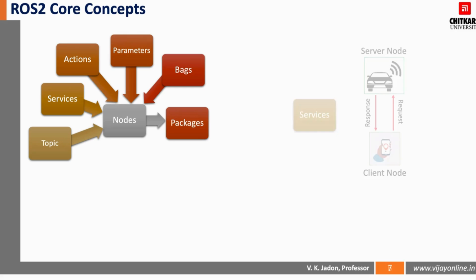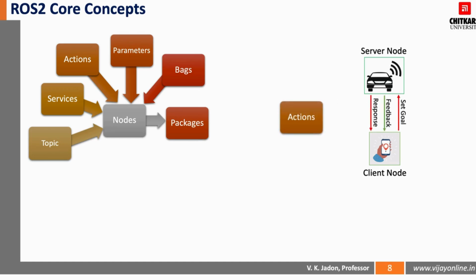While topics are like broadcasting on a radio, services work on a client-server model, as in the case of a telephone call or a web request from the browser. One node can ask another node to perform a specific task and get a response back. Services are used when you need a request and response type of communication, such as turning a motor on or off or requesting the robot's current position.